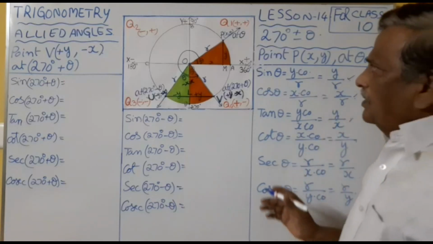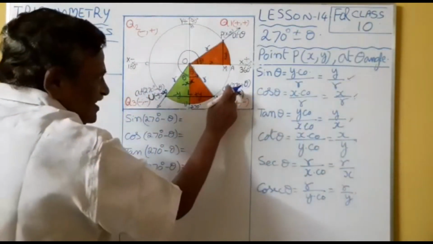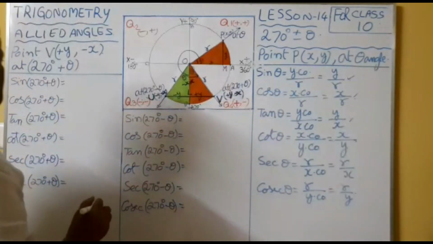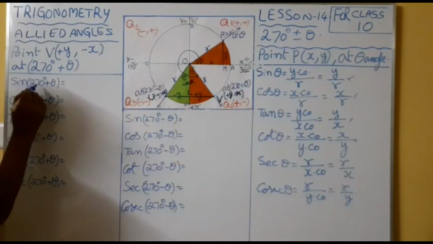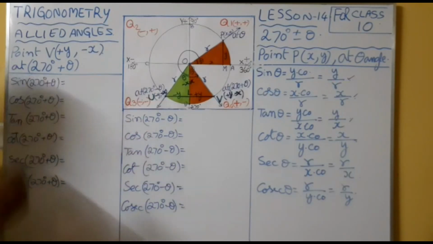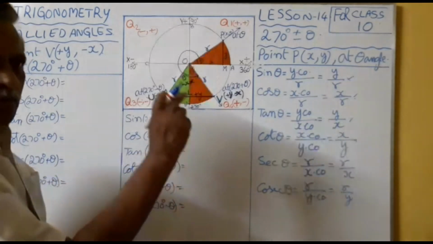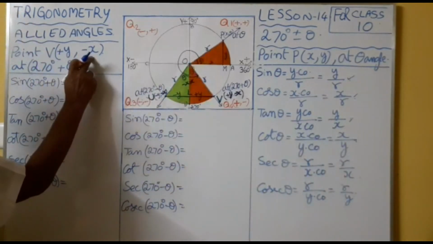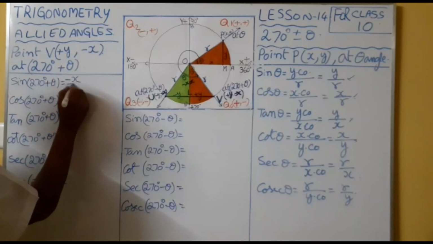Now, for this 270 degrees plus theta angle, let us write the trigonometrical ratios. Sin 270 plus theta equals, what is the definition of sin? The y coordinate by r. For this point, the y coordinate is minus x. Therefore, minus x by r.